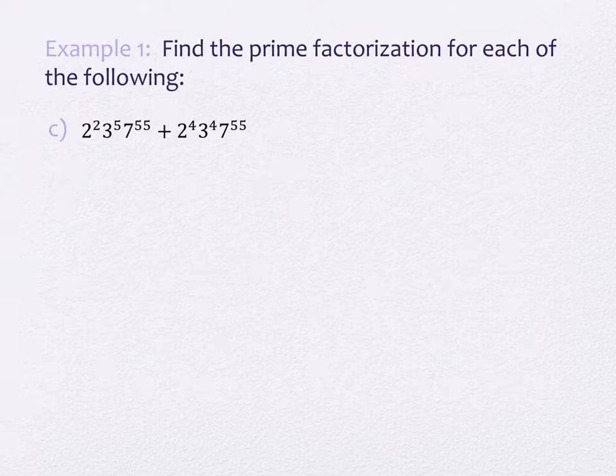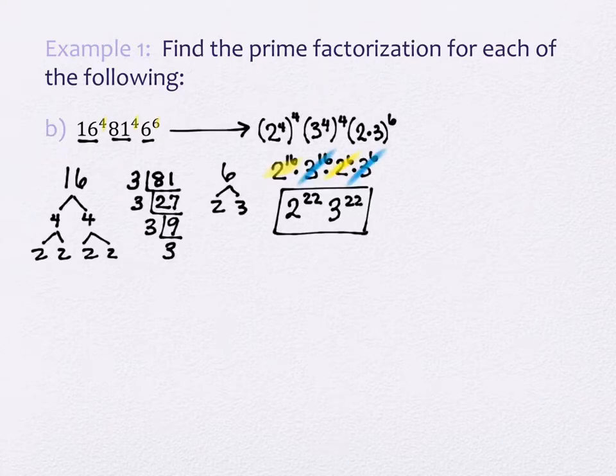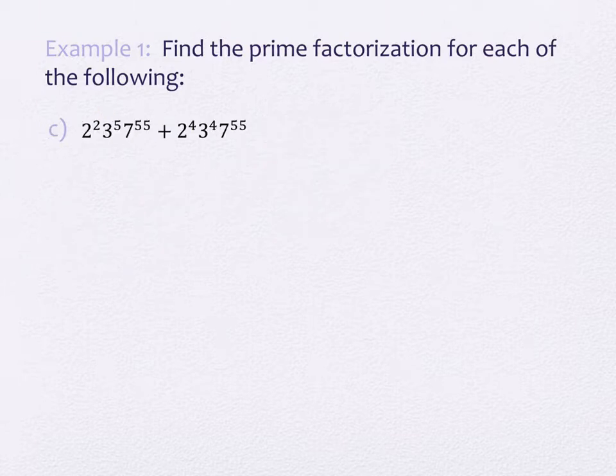Well, you should look at them and you should see what they have in common, kind of like we did in the previous problem. These all happen to have prime bases. Did you see that? 2, 3, 5, 7. All the bases 2, 3, and 7 are all primes, right? So I don't actually have to factor anything like I did over here with the 16, the 81, and the 6. But I do want to notice what they have in common.